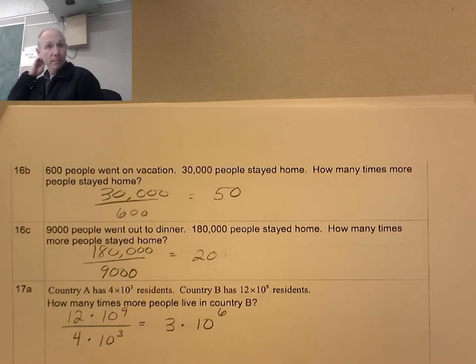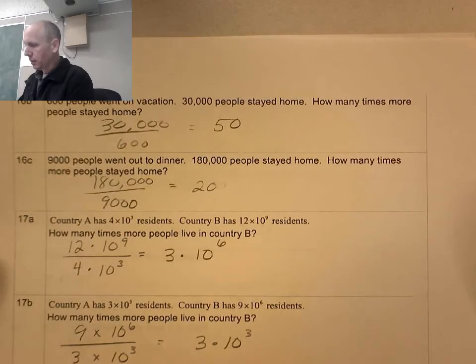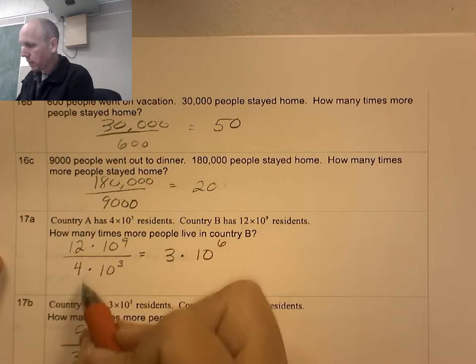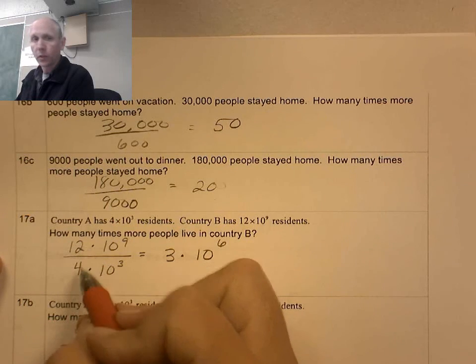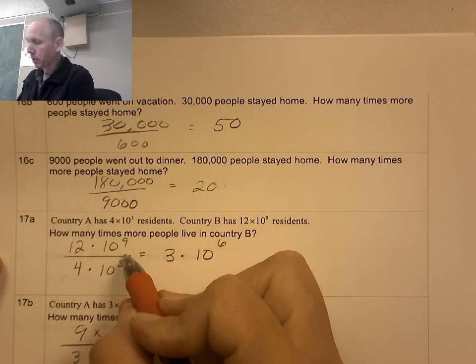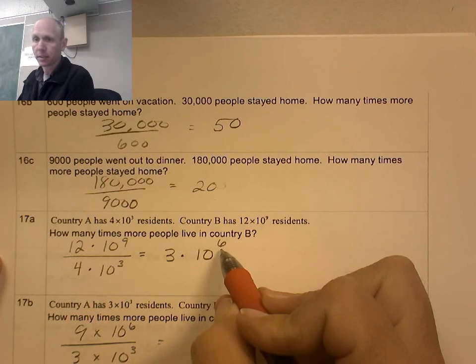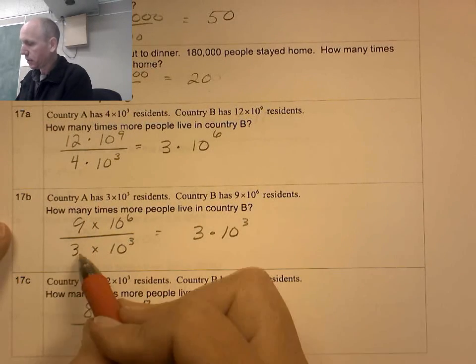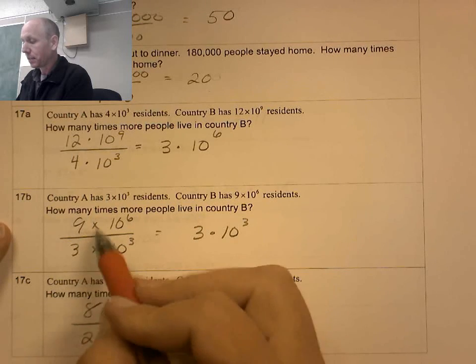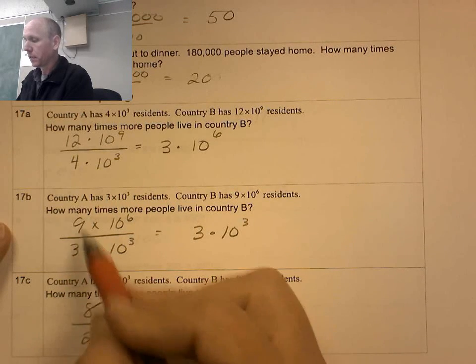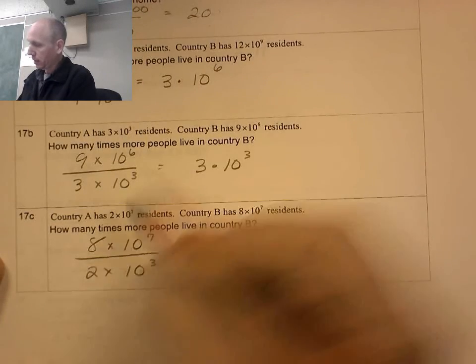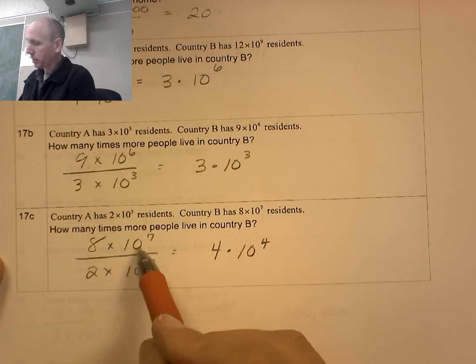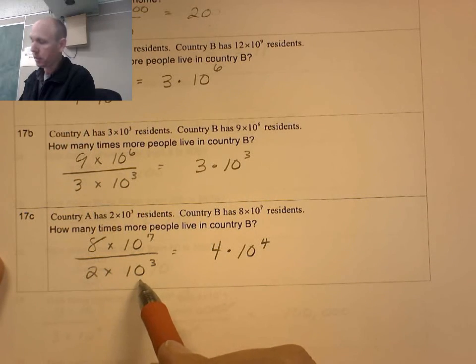Okay. Now we're going to try this again, except with exponents. So 12 to the 9th divided by 4 to the 6th. 4 times 10 to the 3rd. 12 divided by 4 is 3. And these exponents, 10 to the 9th over 10 to the 3rd is 10 to the 6th. 9 times 10 to the 6th over 3 times 10 to the 3rd. 9 divided by 3 is 3. 10 to the 6th over 10 to the 3rd is 10 to the 3rd. And final one, 8 times 10 to the 7th over 2 times 10 to the 3rd is 4 times 10 to the 4th.